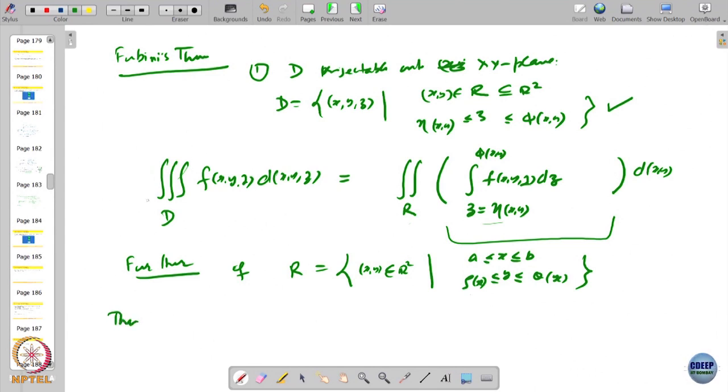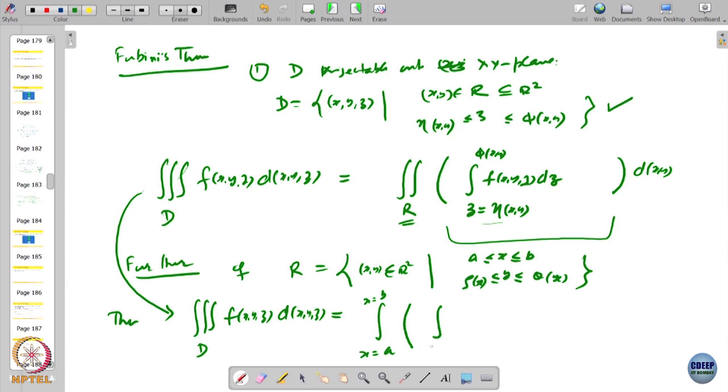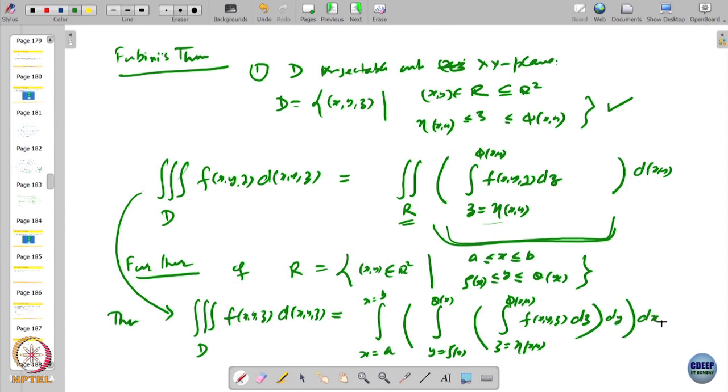Then what does this triple integral look like? This triple integral over D of f(x, y, z) dx dy dz can be computed. Now, this double integral, when R is of this type, I can write as the integral x goes from a to b, y goes from xi of x to theta of x. So, this was a double integral, this was a function. So, what is that function? That function is the integral of f(x, y, z) dz, z from eta of (x, y) to phi of (x, y), with respect to dy and then with respect to dx.